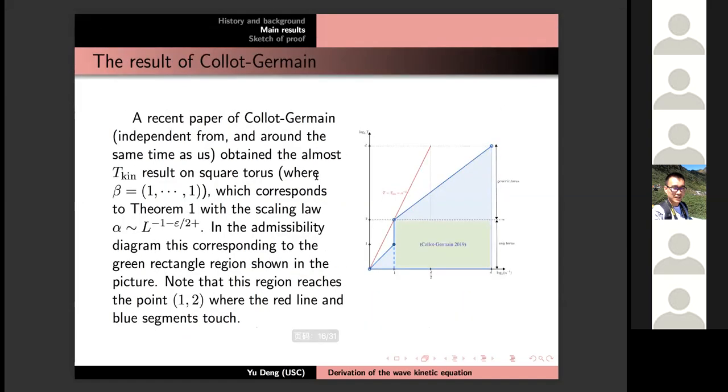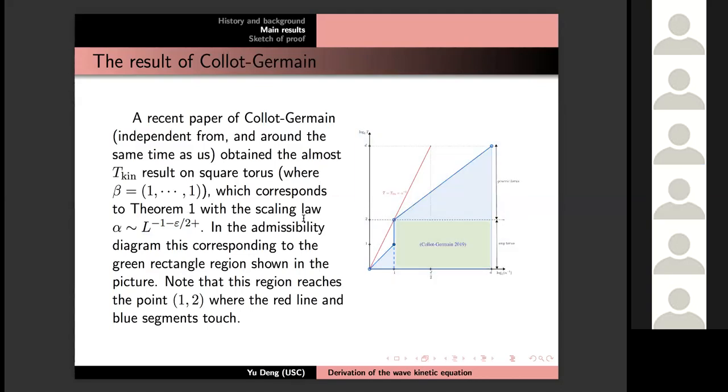Okay, finally, we should also mention the recent work of Charles and Pierre, which Charles talked about last week. They were considering the same problem as us, but on the square torus, where each beta j is 1, and they obtained a result getting almost to the kinetic timescale, which essentially corresponds to our theorem 1 with the scaling law alpha equals L minus 1 minus epsilon over 2 plus. So this is a scaling law close to alpha equals L minus 1, which is the scaling law corresponding to the point here.